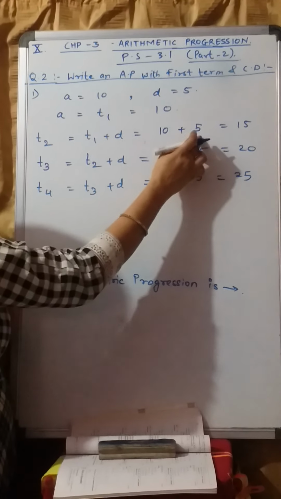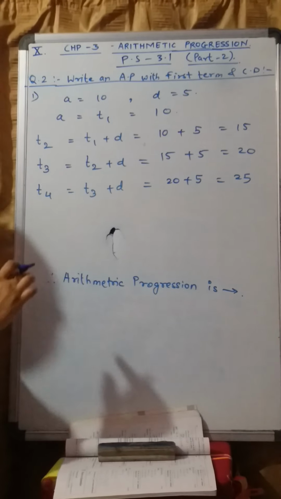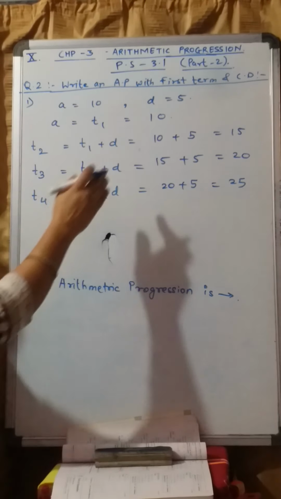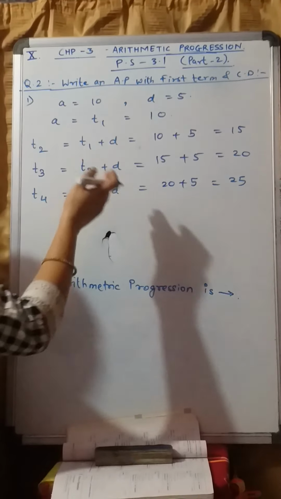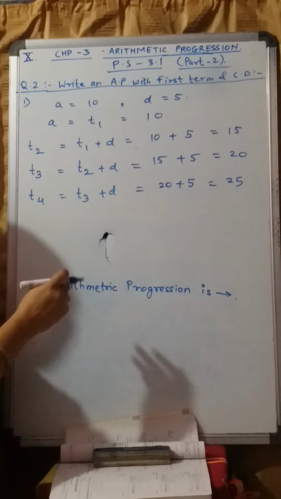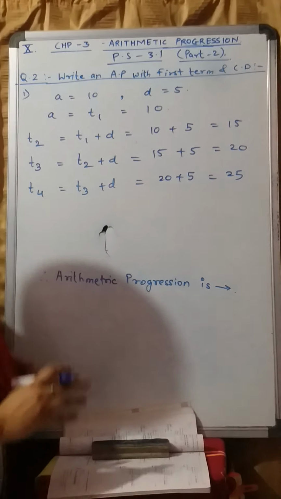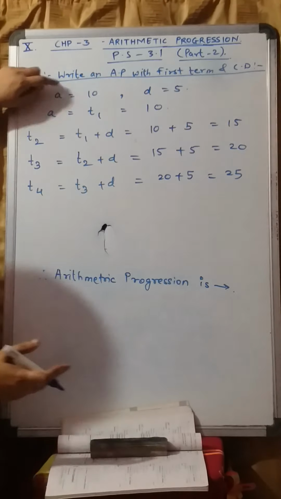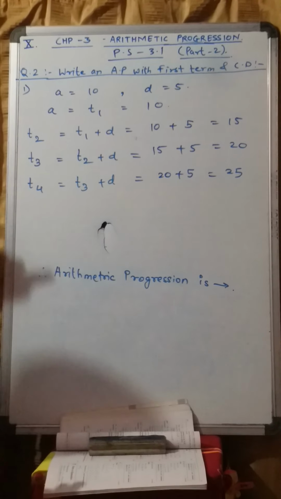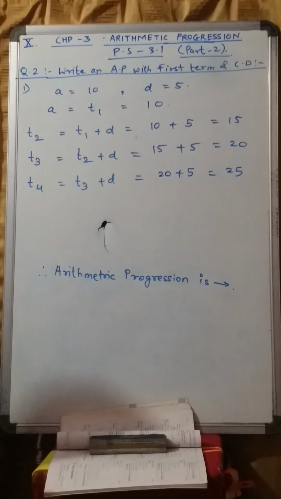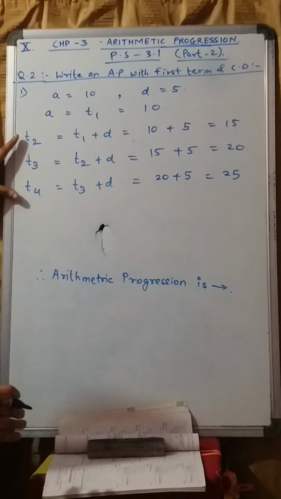From where we are getting this 5? 5 is the common difference. And just going to add this common difference in the previous term, you will get the next term. So the particular thing you have to find, the first term is given to you, you have to find the next 3 terms and then you can write the arithmetic progression. In each and every sum you have to do the same steps.